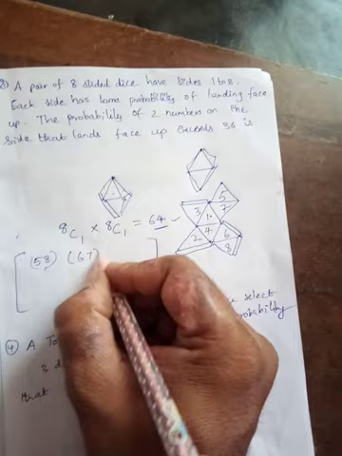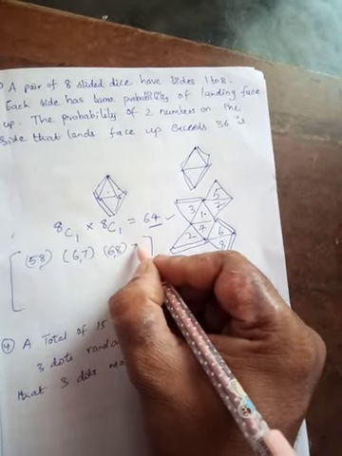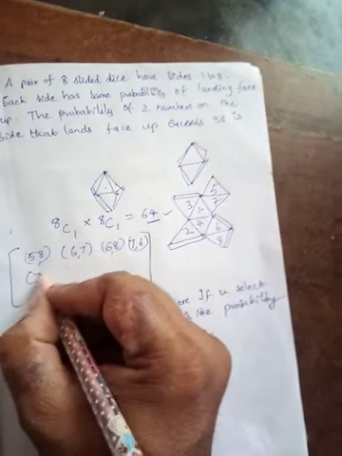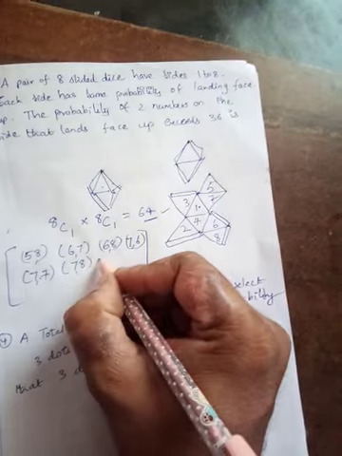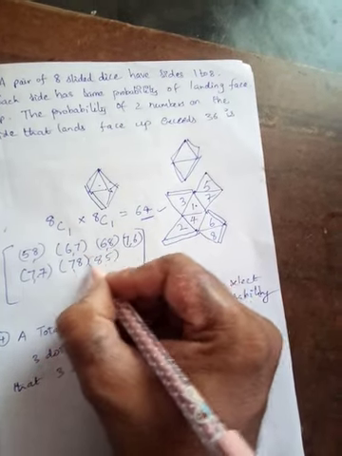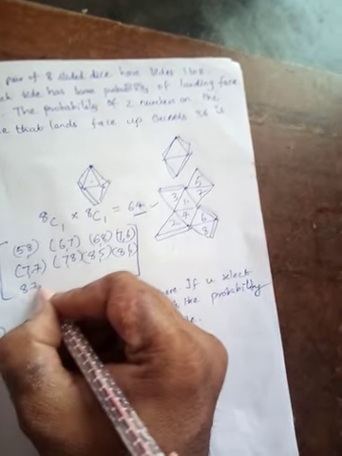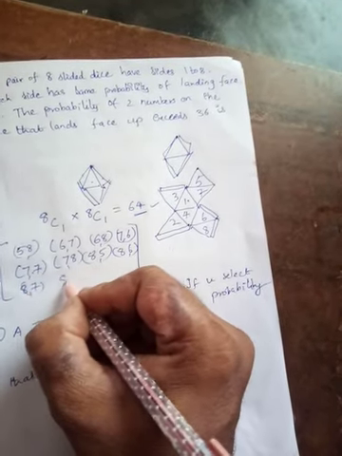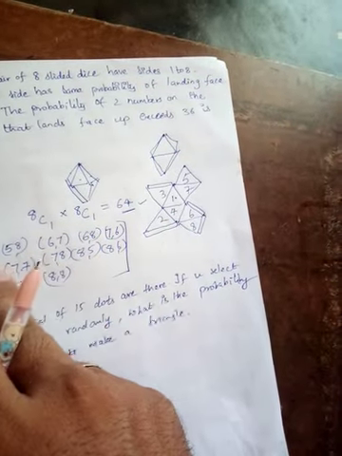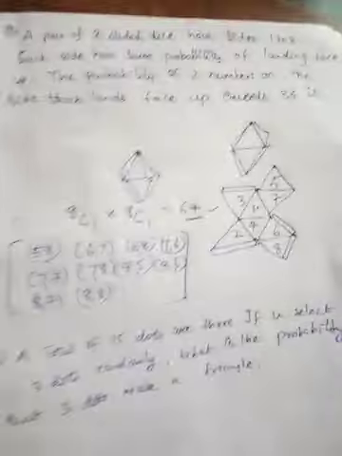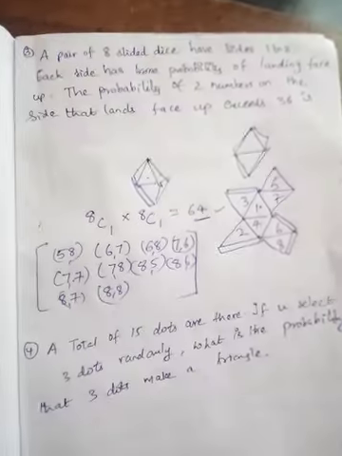Okay, 6 and 7, 42. 6 and 8, 48. 7 and 6, 42. 7, 7, 49. 7 and 8, 56. 8 and 5, 40. 8 and 6, 48. 8 and 7, 56. 8 and 8, 64. 1, 2, 3, 4, 5, 6, 7, 8, 9 and 10. I am getting 10 cases where the product is exceeding 36.